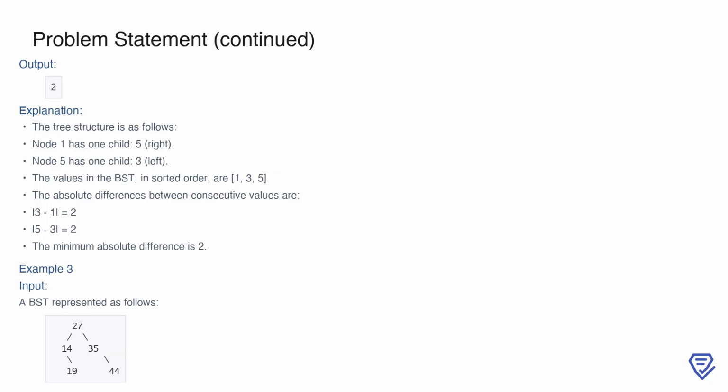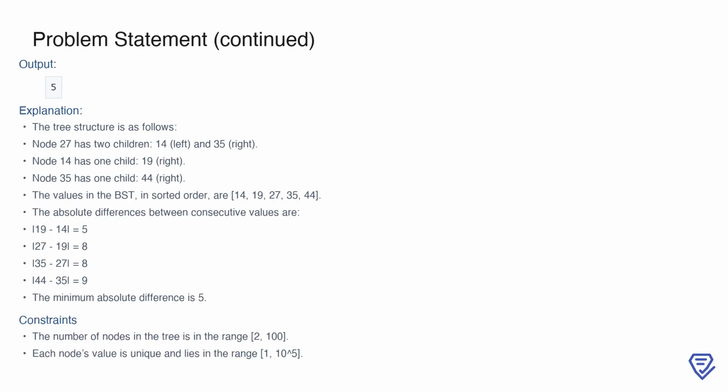Now, let's look at another example. This time, the BST has a root node of 1 with a right child of 5. Node 5, in turn, has a left child of 3. Again, we retrieve the values in sorted order, which results in 1, 3, 5. The absolute differences between consecutive values are 3 - 1 equals 2 and 5 - 3 equals 2. Since both differences are equal, the minimum absolute difference is 2. This demonstrates that the solution must correctly handle BSTs with unbalanced structures, like this one, where nodes are skewed to one side.